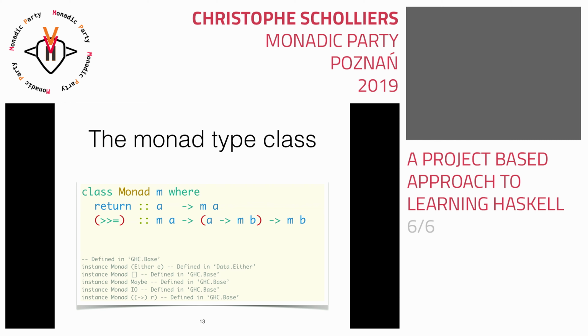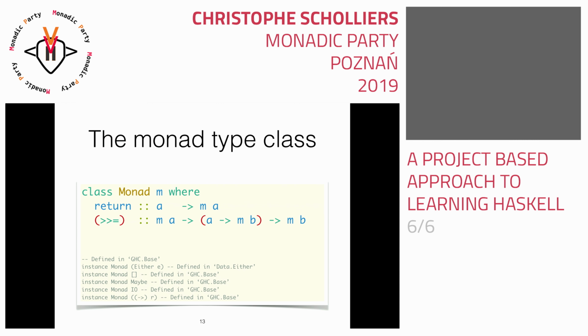So a monad, and this M, which kind does it have? Star to star, yeah. And then return A wraps it into an M A, and then bind, it's an M A, it takes a function from an A to an M B, and it returns you an M B, right?